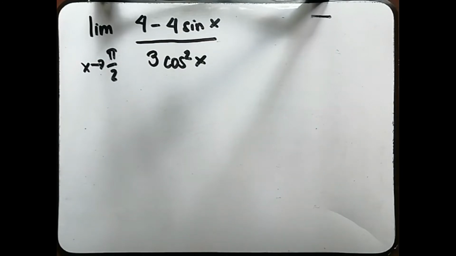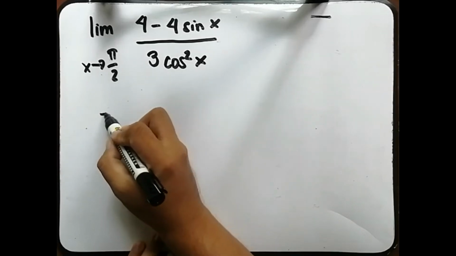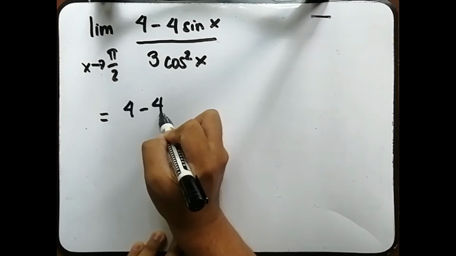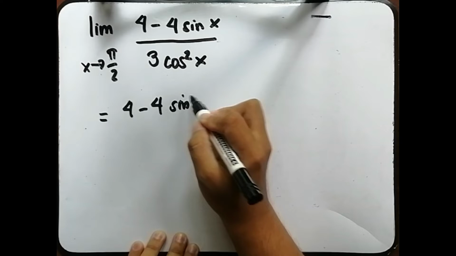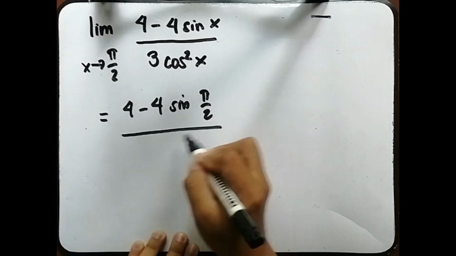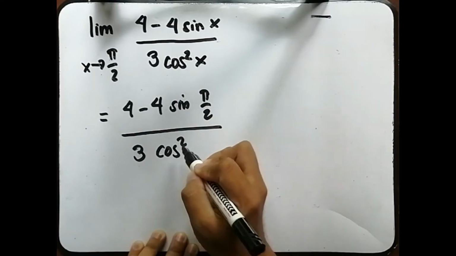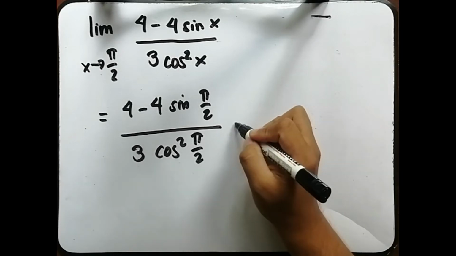Syempre, hindi rin mawawala yung mga indeterminate forms natin na 0 over 0 or infinity over infinity. Let's evaluate the limit of 4 minus 4 sine x over 3 cosine squared x as x approaches pi over 2. So by direct substitution, this is 4 minus 4 sine pi over 2 over 3 cosine squared pi over 2.